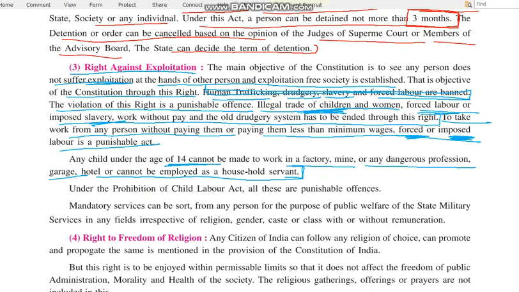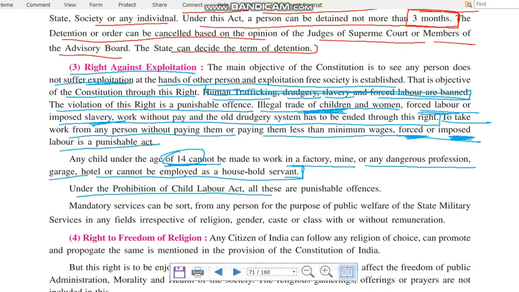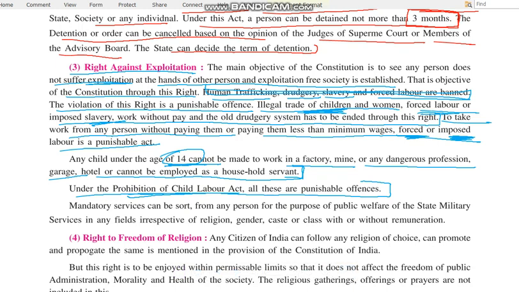And as per the law, any child below 14 years of age cannot be kept for any kind of labor. Under the Prohibition of Child Labor Act, all these are punishable. And any child who is made to work in a factory or a mine or any profession that is dangerous to his life, then that will be considered a violation of the right against exploitation. That will be seen as a punishable act.